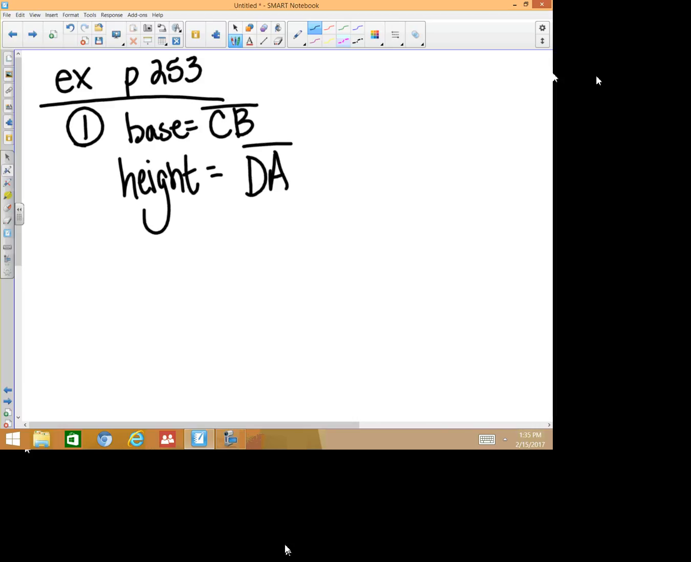Okay? So, let's look at number 7. Do you see number 7? So, this one doesn't tell me the base. It tells me the height, correct? So, on number 7, raise your hand when you know which one is the base. Alyssa, what do you think the base is on this one? Yeah. The base is UZ.